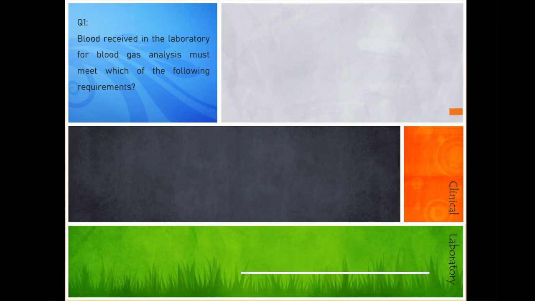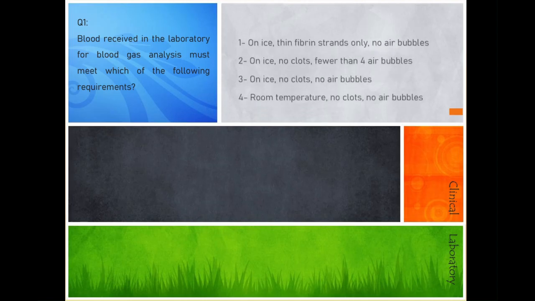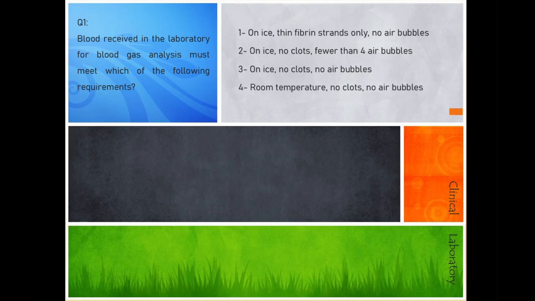Question 1. Blood received in the laboratory for blood gas analysis must meet which of the following requirements? 1. On ice, thin fibrin strands only, no air bubbles. 2. On ice, no clots, fewer than 4 air bubbles. 3. On ice, no clots, no air bubbles. 4. Room temperature, no clots, no air bubbles.